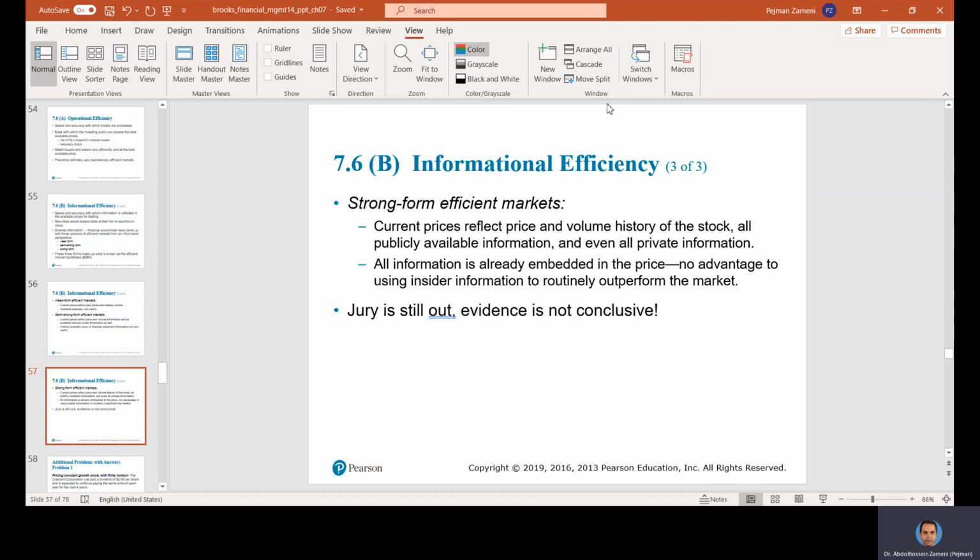Current prices reflect price and volume history of the stock, all publicly available information, and even all private information. All information is already embedded in the price. No advantage to using insider information to routinely outperform the market. Jury is still out. Evidence is not conclusive.